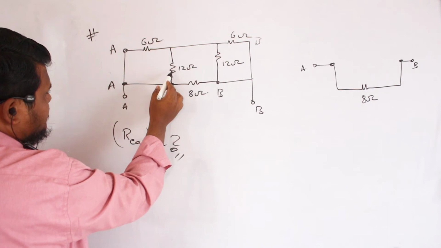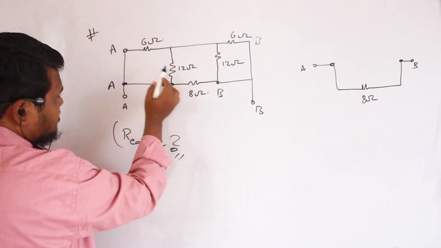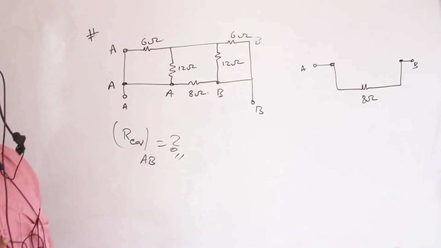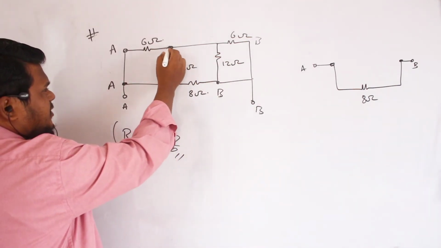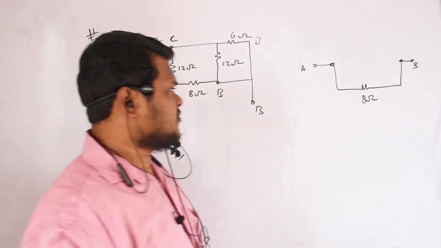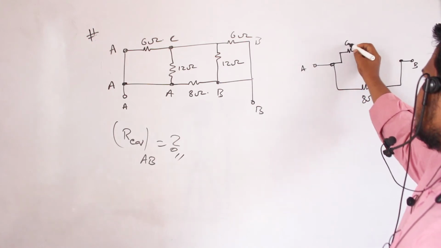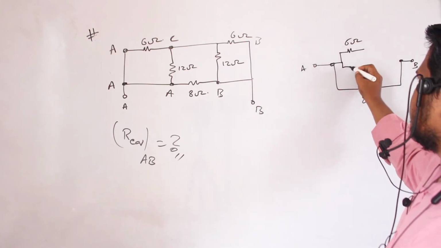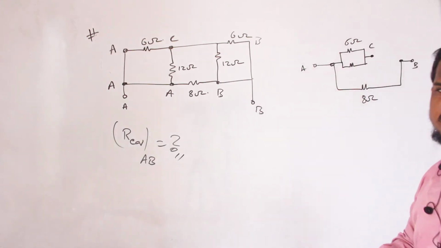So this 6 ohms and this 12 ohms, they both start from point A only. So definitely 6 ohms and 12 ohms are connected in parallel connection. Both of them are ending at this point. Let us call this point C. So one is a 6 ohms resistor and another one is a 12 ohms resistor, and both of them end at point C.